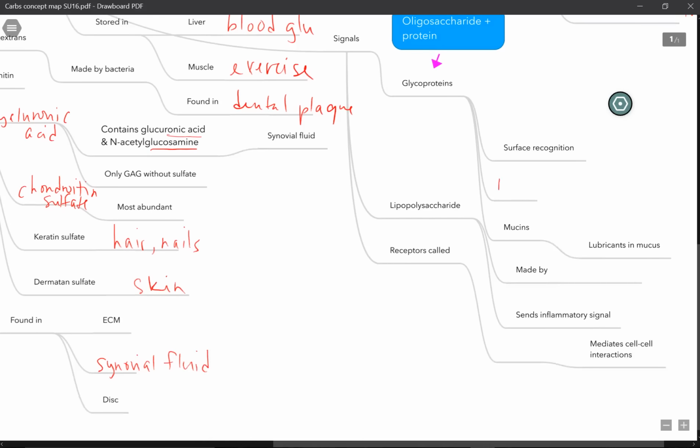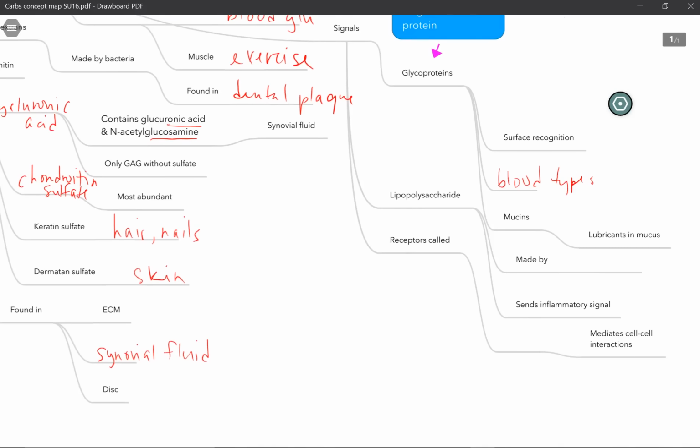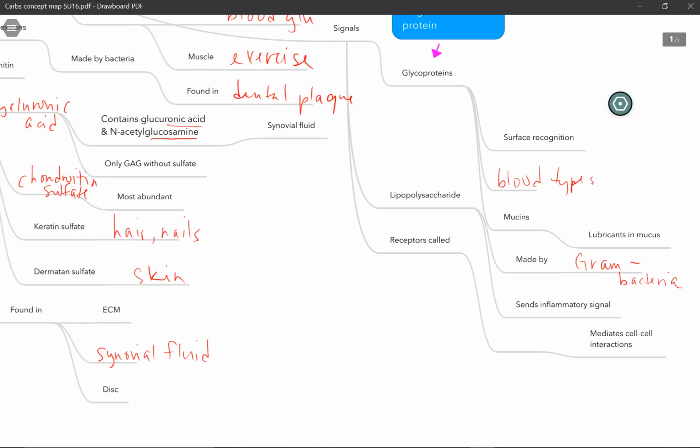This is also what gives us our blood types, whether you're A, B, or O. And then these are also referred to as, some are mucins, which are lubricants and mucus as well. Other signaling compounds are lipopolysaccharides, which we said were inflammatory signals, and these are made by gram-negative bacteria. So super inflammatory, those are ones that we absorb along with all the rest of our lipids, since they are mostly lipids, and we'll transport them as part of our chylomicrons as well.